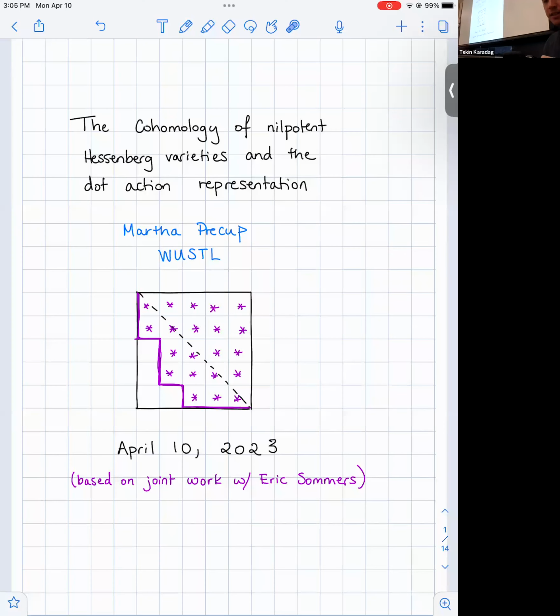Okay, so I'd like to introduce Martha. She's going to talk today about the cohomology of nilpotent Hessenberg varieties and the dot action representation.